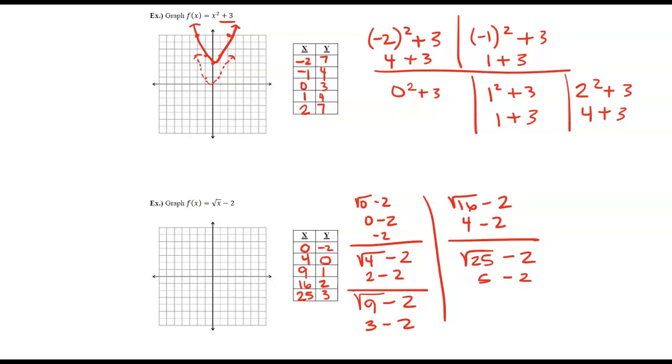So the problem is we're not going to have room, are we? So we'll be at 0, -2. We'll be at 4, 0. We'll be at 9, 1. So that's going to give us enough. I'm just going to go from there. Okay, so that one you can see similarly, square root of x is kind of right through here. And so you can see it just shifted down 2.